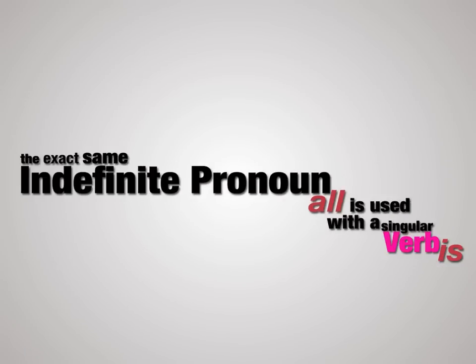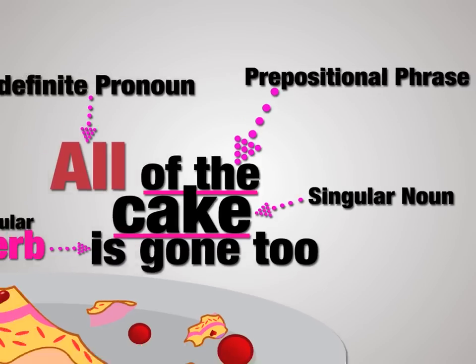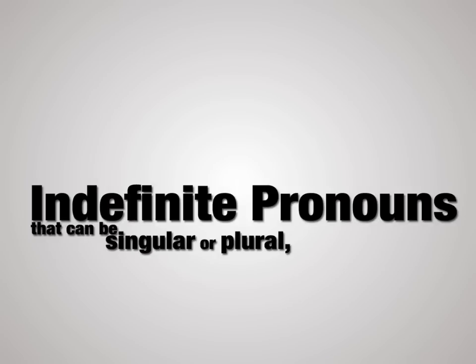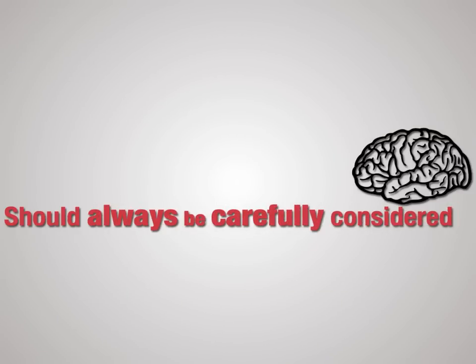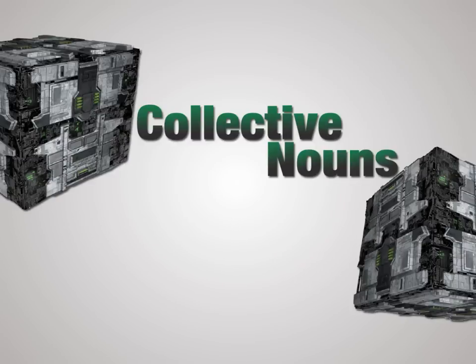However, the exact same indefinite pronoun all is used with a singular verb is in the second sentence. All of the cake is gone too. Because the noun cake in the prepositional phrase is singular. Indefinite pronouns that can be singular or plural, such as none, some, more, most, any, and all, should always be carefully considered. Let's end by talking about collective nouns.